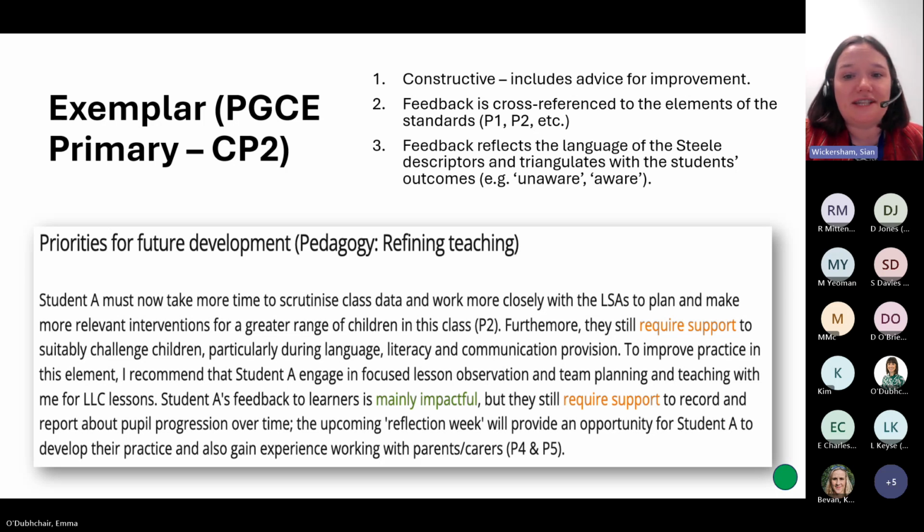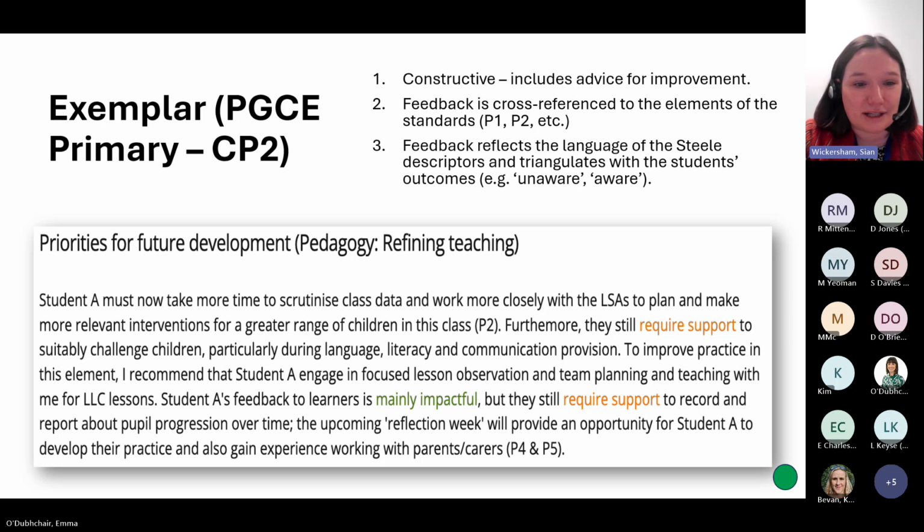So if a student teacher is working mainly in aware in a particular standard, use the language from the aware column. Sometimes things can be a bit confused if mentors start using language from the capable column when they're assessing the student teacher as aware. So be a little bit careful of that. Look at that language, maybe have it in front of you when you're writing this feedback.